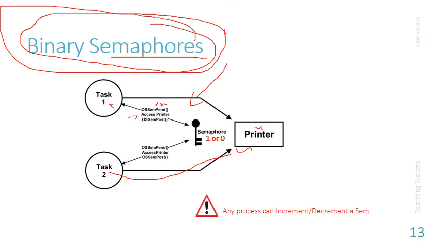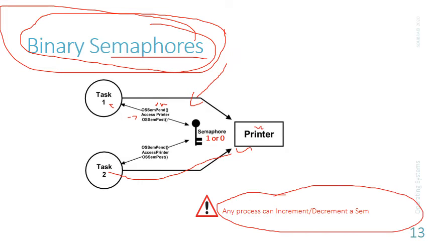However, there's still a problem with it. What is the problem? Same warning here. The caveat is that still any process can increment or decrement it. So let's see a scenario. Why is it dangerous? Remember, a process is nothing but a program with a PCB, active, loaded in memory and trying to execute.